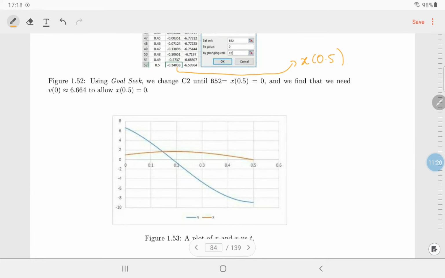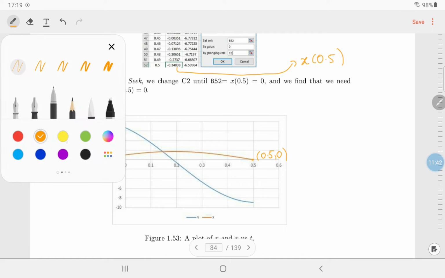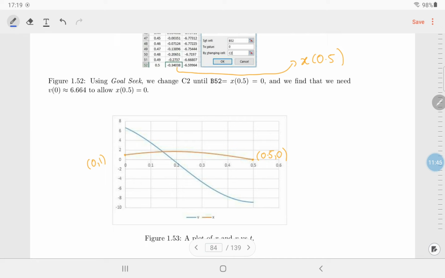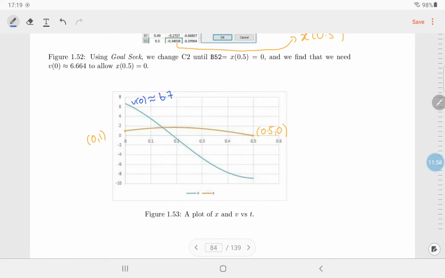So let's draw some stuff here. So in terms of orange, we see at time equal to 0, the x value is 1. At time equal to 0.5, the x value is 0. Obviously, looking at this graph, if you started from rest, what would happen is it would close too quickly. So it actually, look at it, started going up. So the initial V is positive and is approximately equal to, let's say, 6.7 here. And we get the job done. We get everything that we want to see.